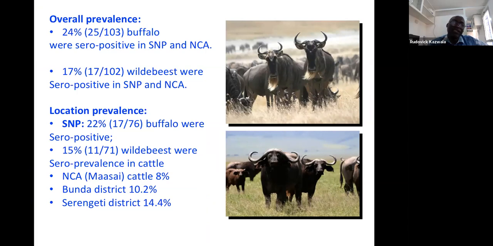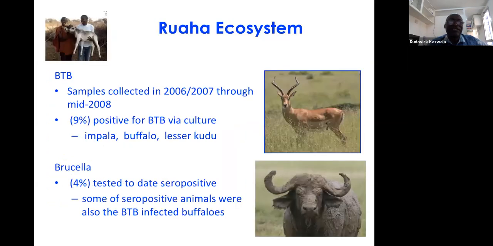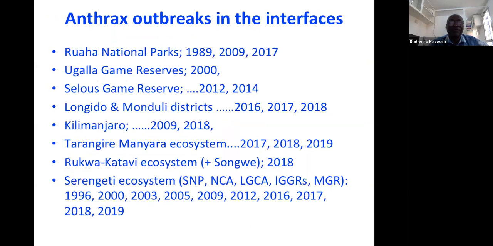So through that research, we could show how the disease was spreading in various national parks. This was mainly in the Serengeti National Park and the Ngorongoro Conservation Area Authority. In the Ruaha ecosystem, which is another national park in the southern part of the country, we also found TB and brucellosis among wild animals.